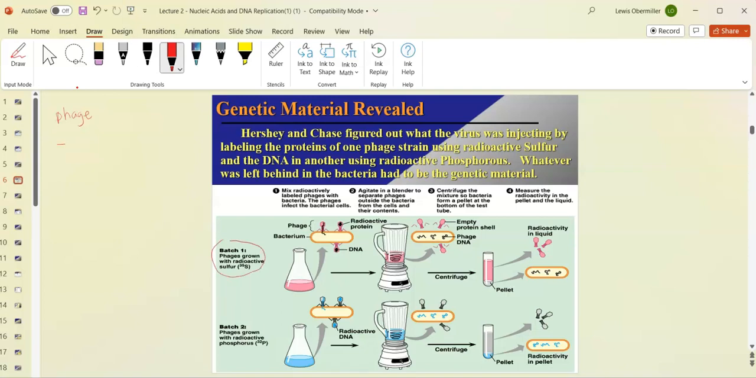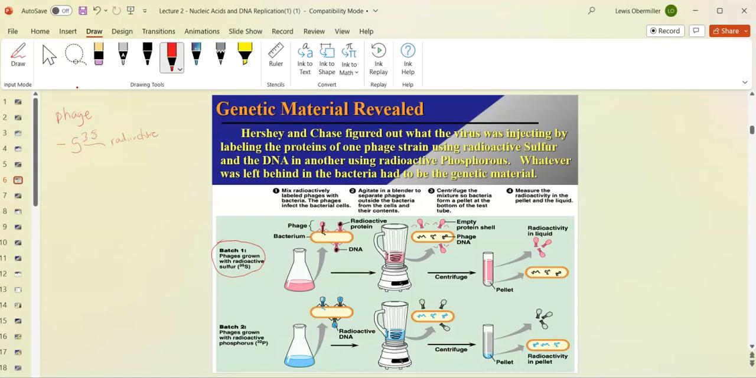So in this case, batch one was incubated in radioactive S35. This is the radioactive form of sulfur, and this is easily detectable, just like radiation or X-rays are detected by film. You could expose this to film, or you could use a Geiger counter or whatever. You would know if it's radioactive or not.